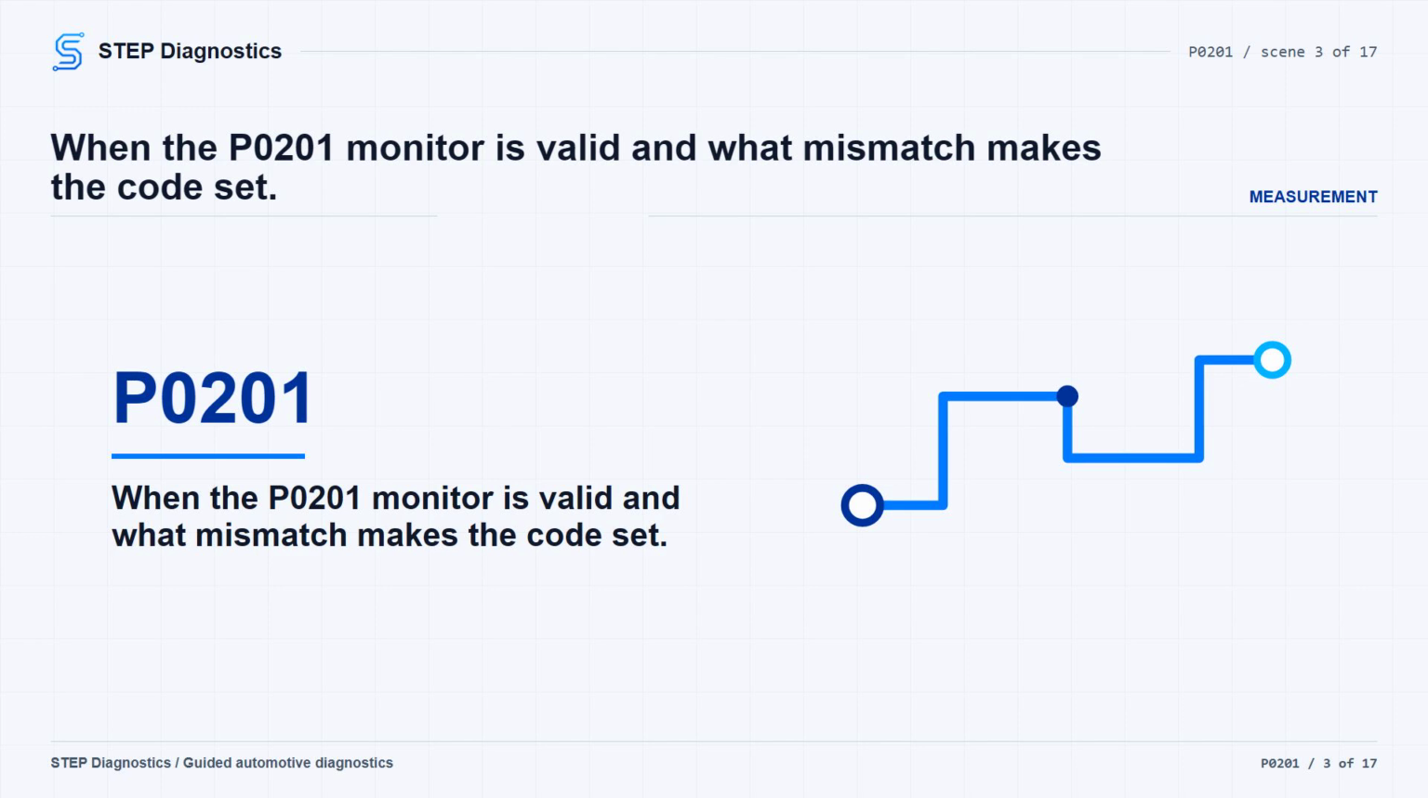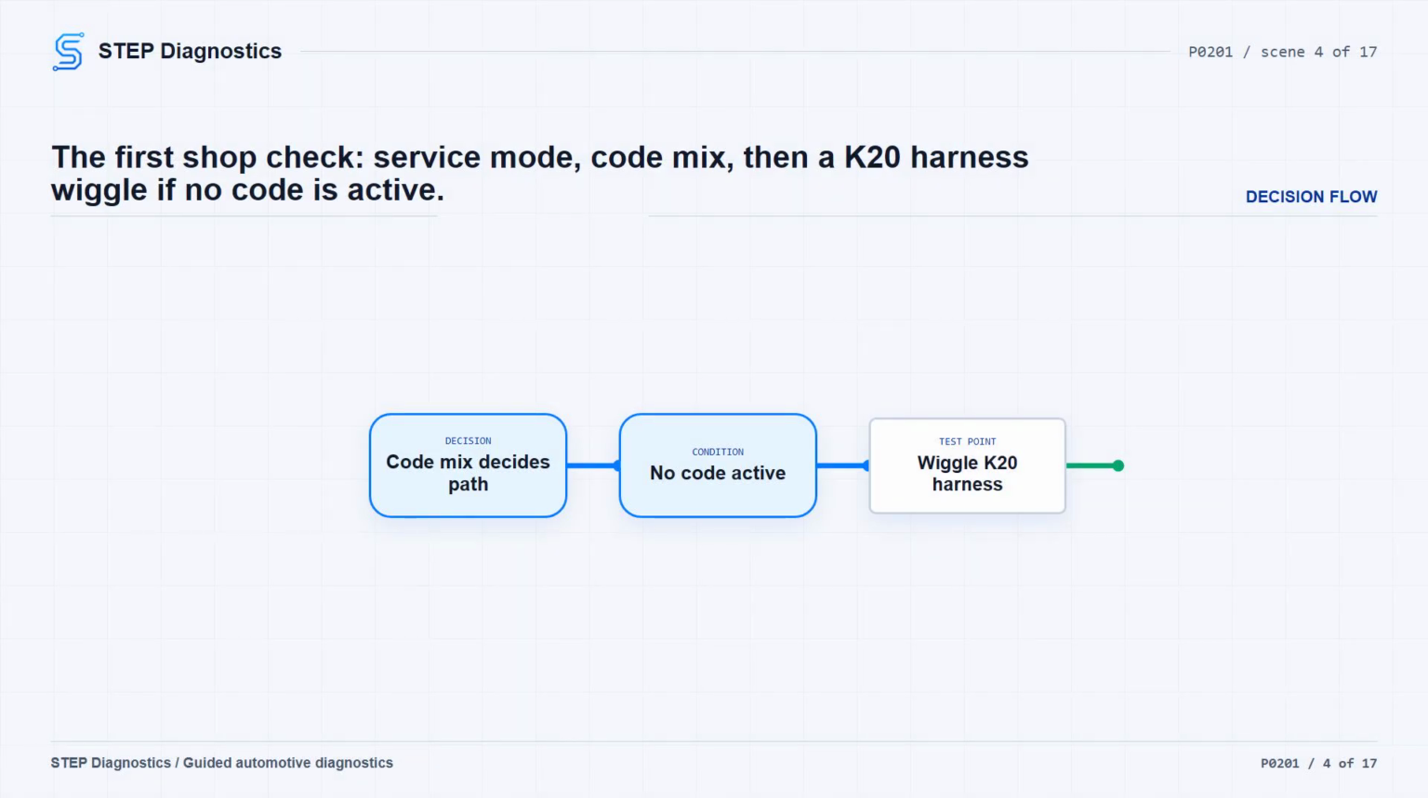The engine needs to be running. Battery voltage has to be greater than 11 volts, and once those running conditions are met, the check runs continuously. The fault sets when the commanded state of the control circuit does not match the actual state for greater than 1 second. For the initial check, put the ignition on with the vehicle in service mode.